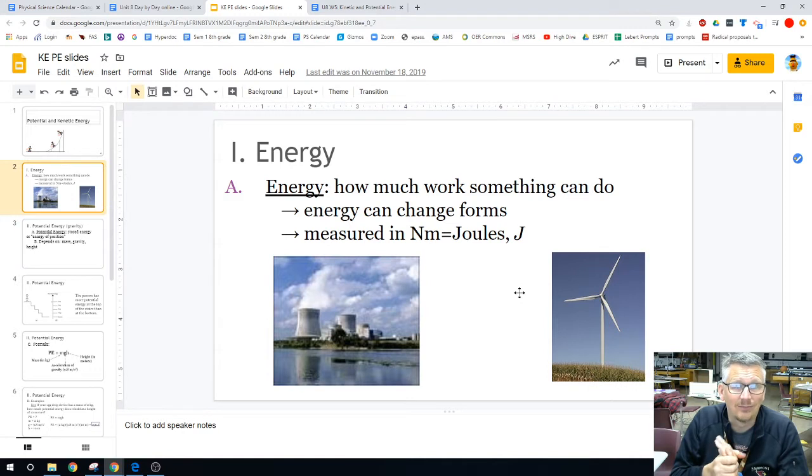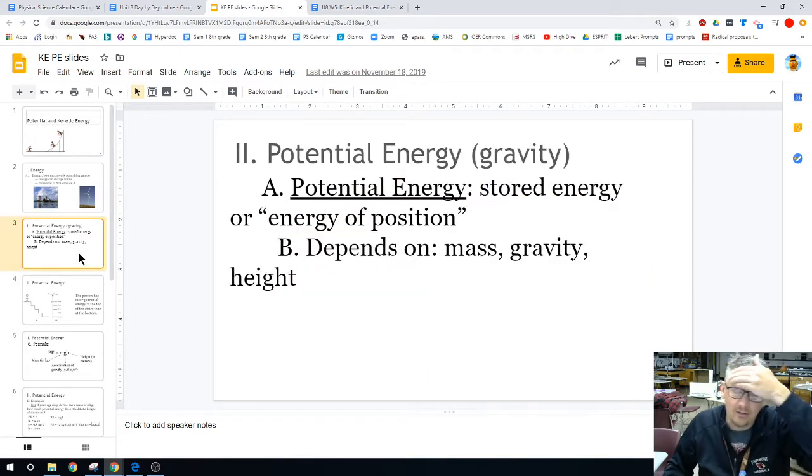A lot of times, energy is defined as the ability to do work. So energy is kind of like how much work can be done, and they become kind of one and the same thing. But for the rest of the year, we're going to be taking a look at two different types of energy. The first one we're going to talk about is potential energy, and potential energy is stored energy.